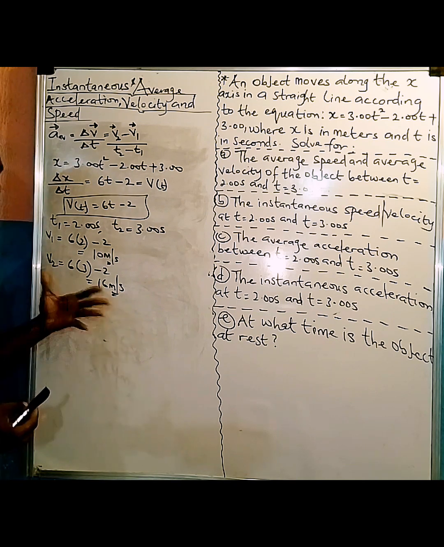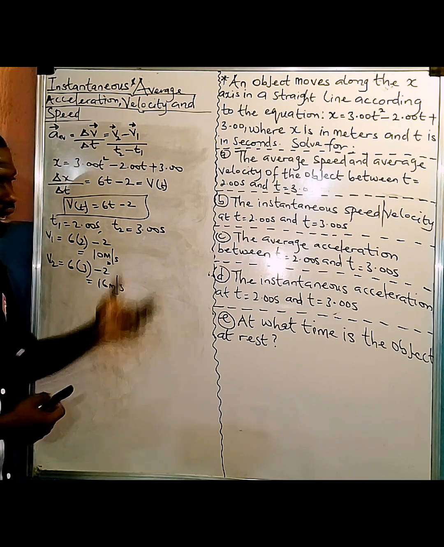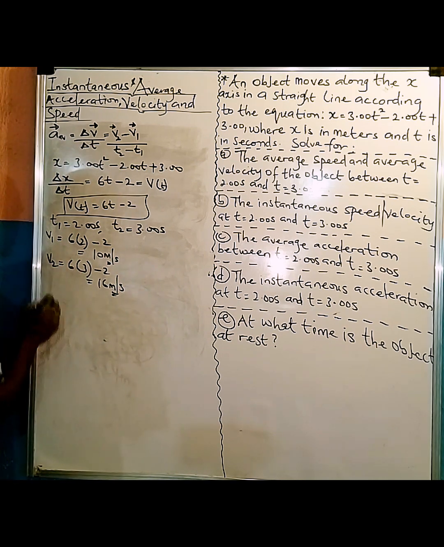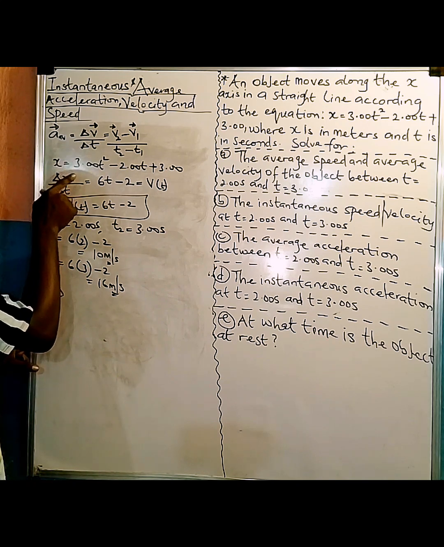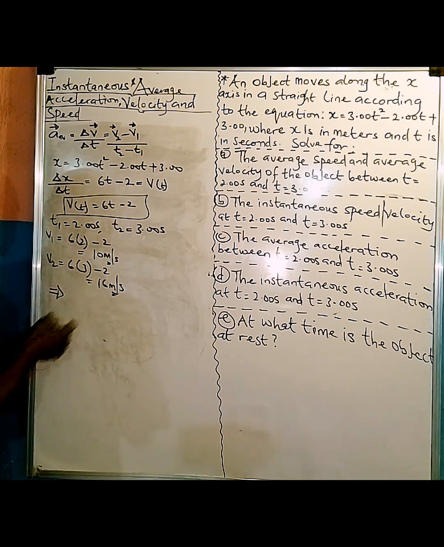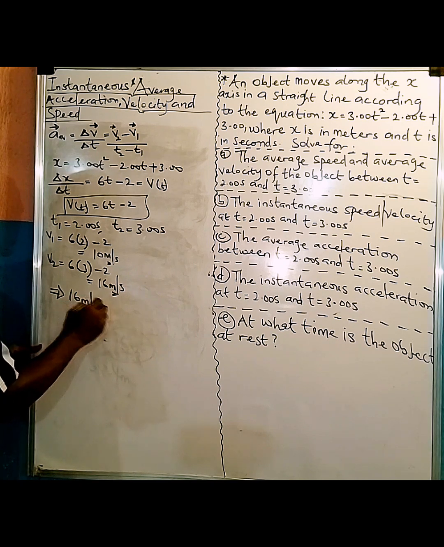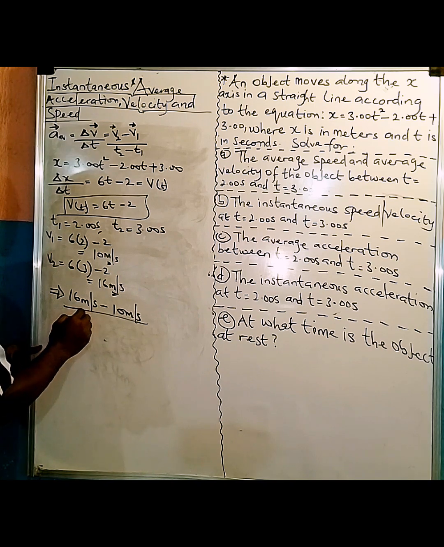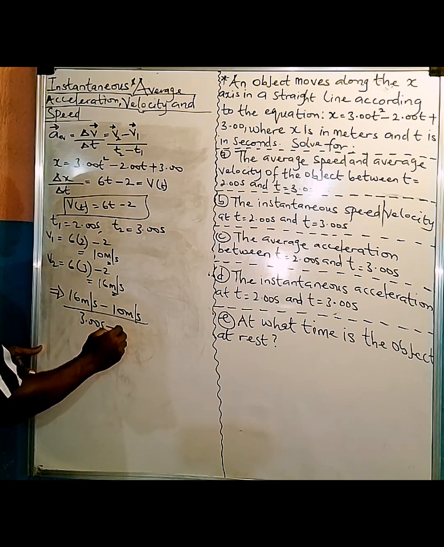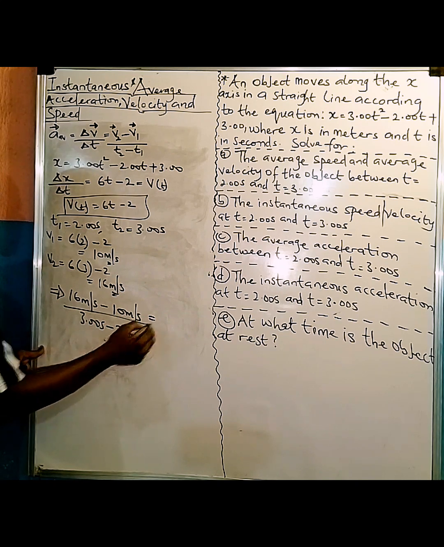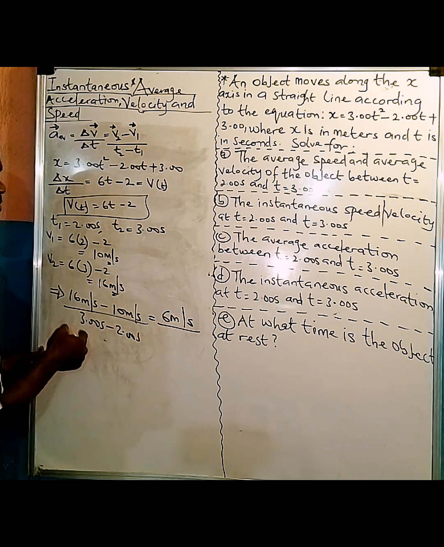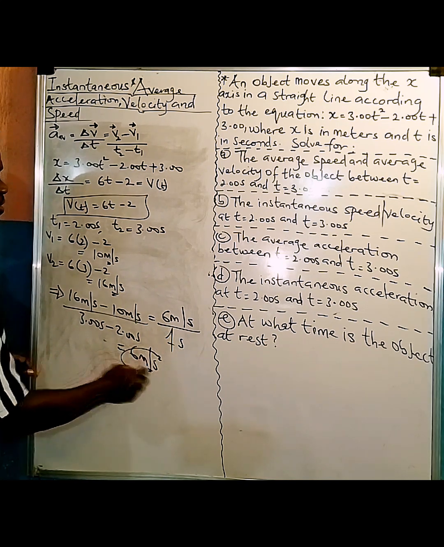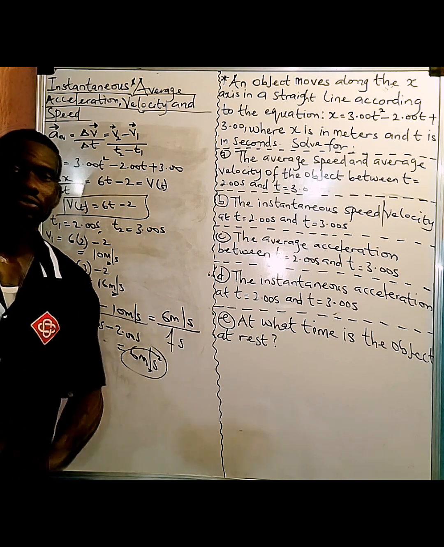So we've gotten our velocities, and it's time we get our average acceleration. How do we get it? Look at that formula up there. Average acceleration is change in velocity over change in time taken. So velocity 2 minus velocity 1, 16 meters per second minus 10 meters per second, over time 2, 3 seconds, minus time 1, 2 seconds. So what do we have? 16 minus 10 is 6 meters per second. Time 2 minus time 1 is 1 second. So we have 6 meters per second squared. That is it for average acceleration.